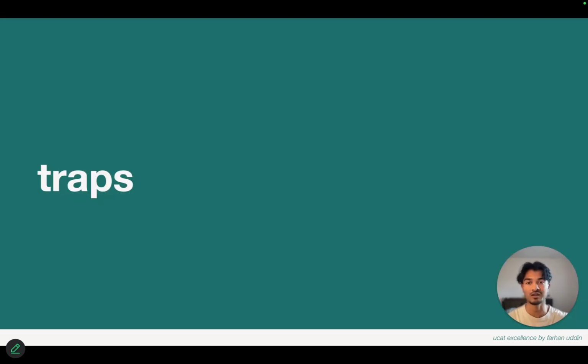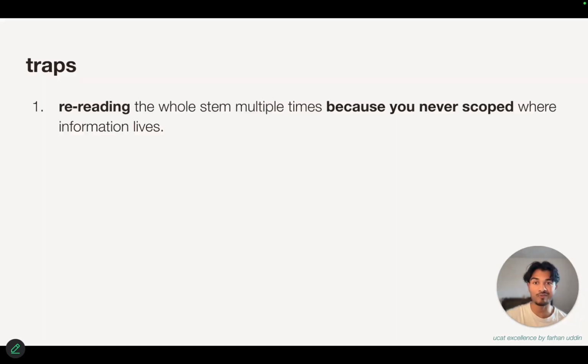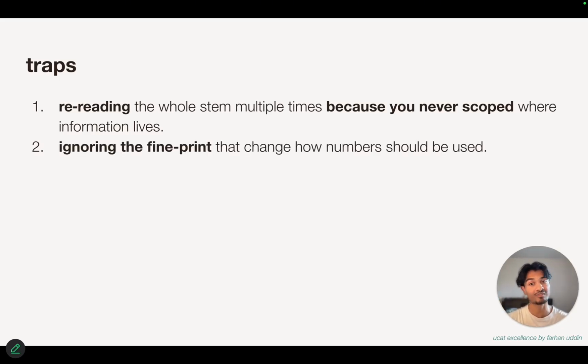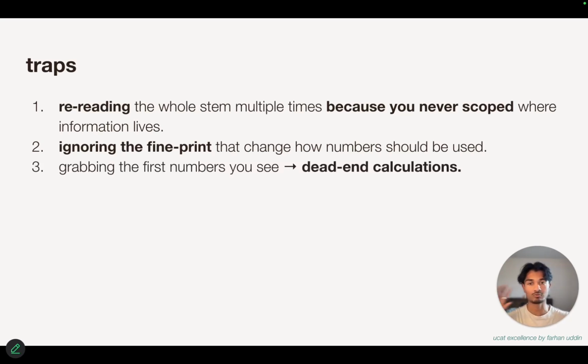Otherwise, here are a couple of traps that students fall into when it comes to identifying key variables. Number one is rereading the whole STEM multiple times because you never scoped where the information lives to begin with. Number two is ignoring the fine print that changes how the numbers should be used. And three is just grabbing the first numbers you see, which ends up resulting in dead-end calculations.